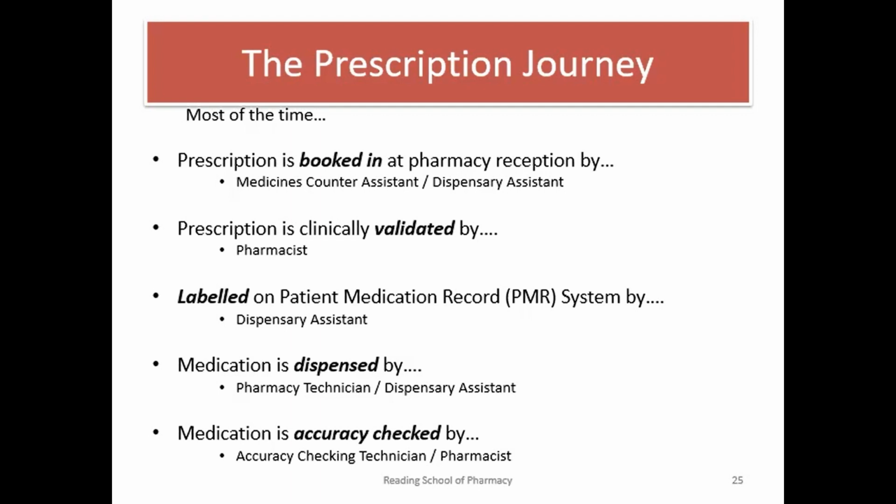The medication is essentially accuracy checked. Now, if the prescription was clinically validated, as we mentioned in bullet point number 2, by a pharmacist, then the accuracy check can actually be conducted by the accuracy checking technician. If it's not clinically validated earlier on, then the accuracy checking technician cannot accuracy check that prescription. It would have to be left for the pharmacist. So that's why if you have an ACT, an accuracy checking technician, working in your team, it's normally useful to have a pharmacist clinically validate the prescription, because then they are placed to accuracy check that prescription.